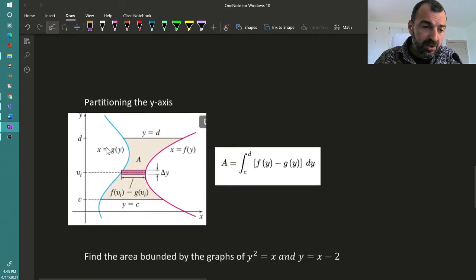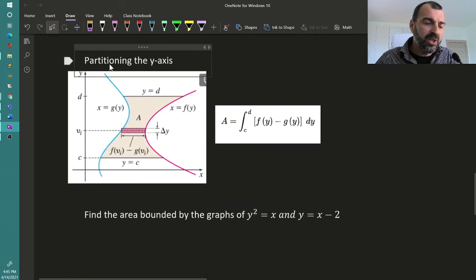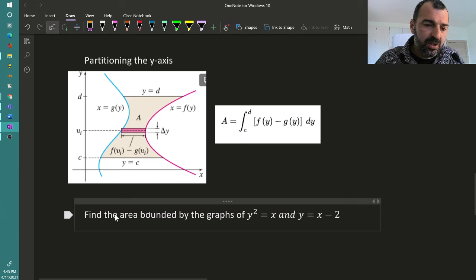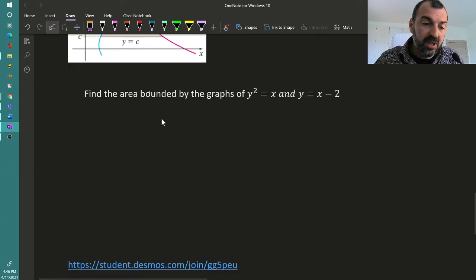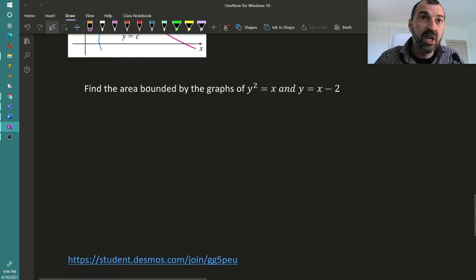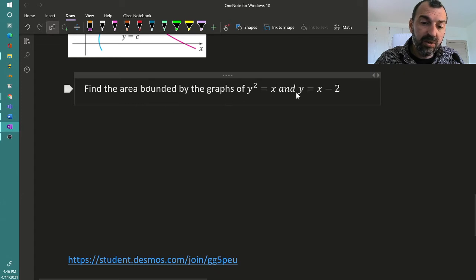We got another example. What about partitioning the y-axis? Here we go. As it turns out, you can also have your functions in the y direction. So rather than having your rectangles run vertically like before, you can have your rectangles run horizontally like this. For this one, it's going to be convenient for us. And this says, find the area bounded by these graphs.